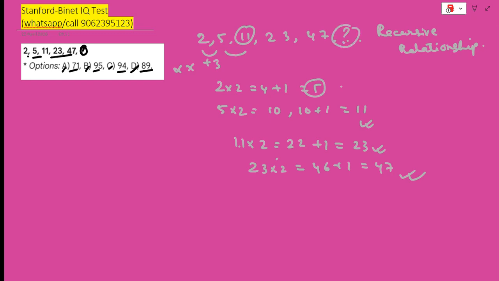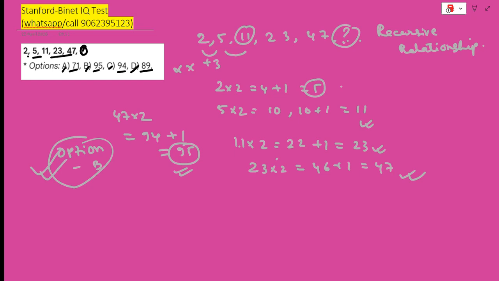So to find the question mark, we just need to keep the momentum going. What is 47 times 2? 47 times 2 is 94, and what's our magic extra ingredient? Plus 1. So this will be 95. Okay, so option B, 95, is our correct answer.